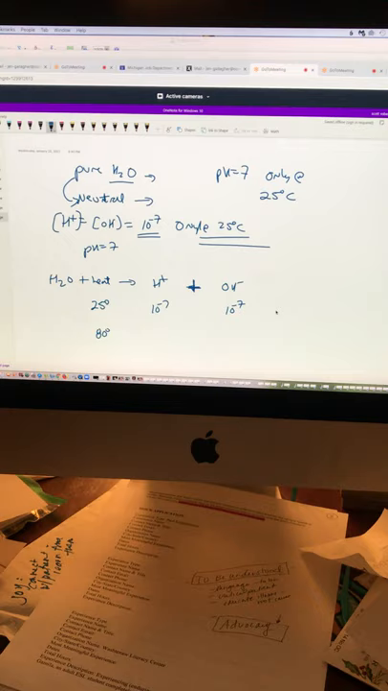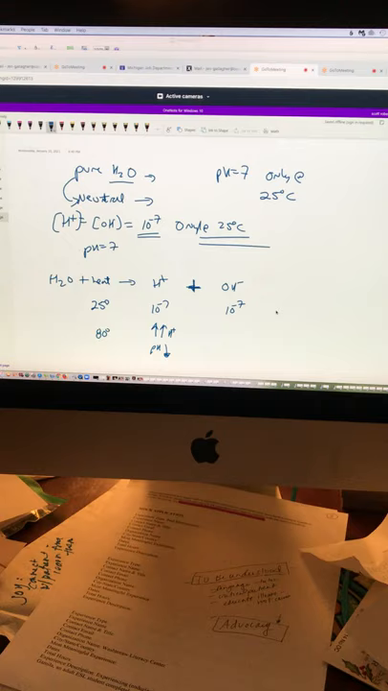All right, listen. At 25 degrees, I've got 10 to the minus 7 H+ and 10 to the minus 7 OH-. If I add heat to my pure water, does the pH go up or down? I'm here to tell you, you're going to make more H+. If you make more H+, then sure as hell your pH goes down. Does everybody understand that? So when I add energy to pure water at 25 degrees, the pH goes down, folks.